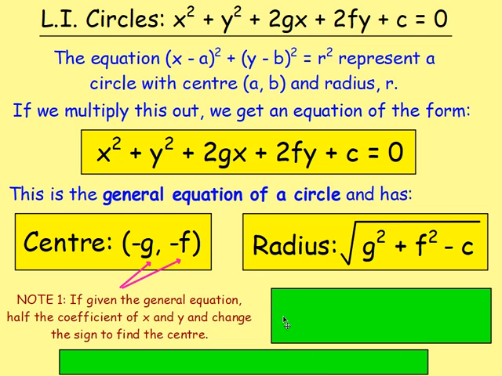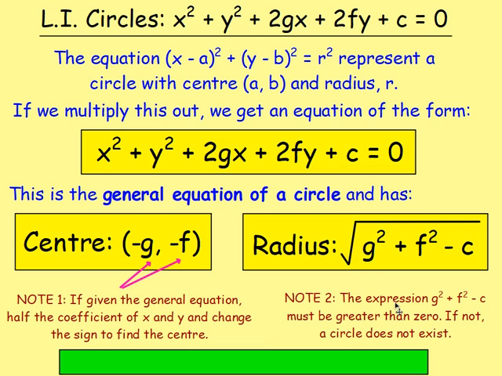A couple of other notes that you need to remember: if you have the square root of g² + f² - c, obviously you will have to have something that is bigger than 0. So the expression g² + f² - c must be greater than 0. If it's not, either you'll end up with the square root of 0, which is 0, meaning the radius of the circle will be 0, which makes no sense, or you will end up with the square root of a negative, and you can't get the square root of a negative. So g² + f² - c must be greater than 0 in order for it to be a circle.